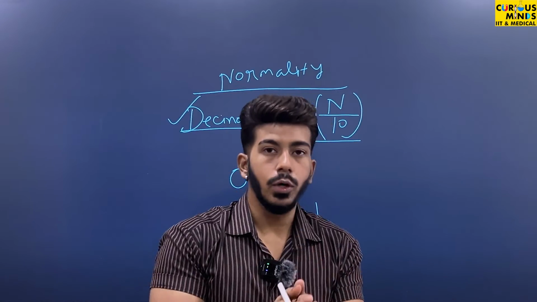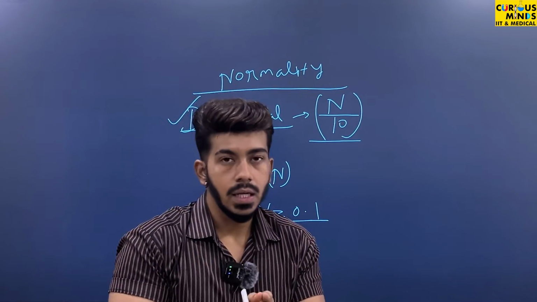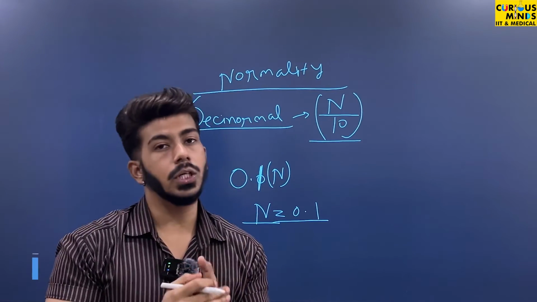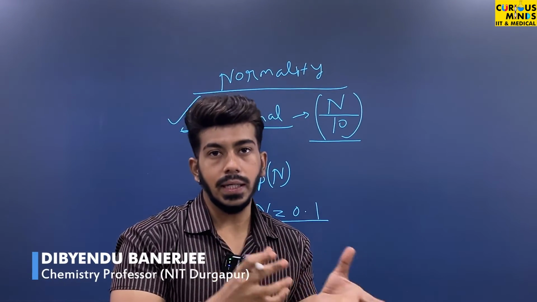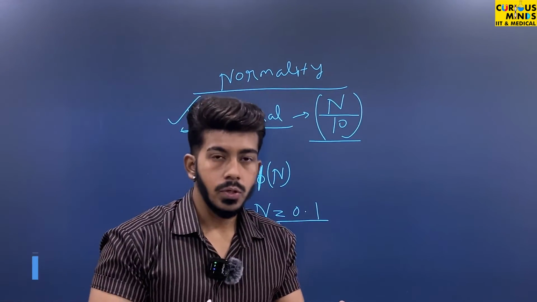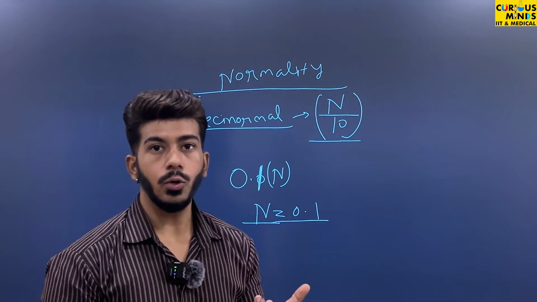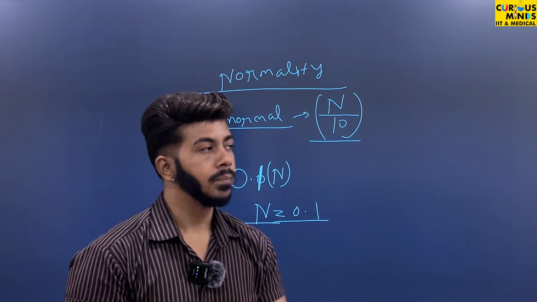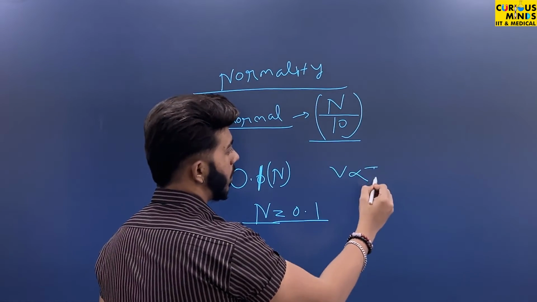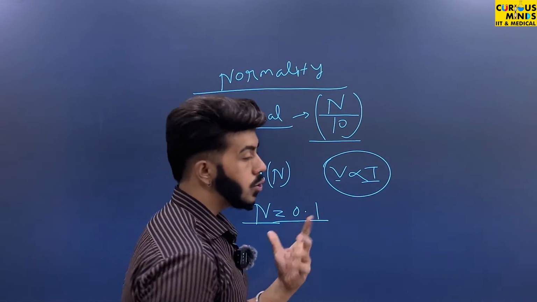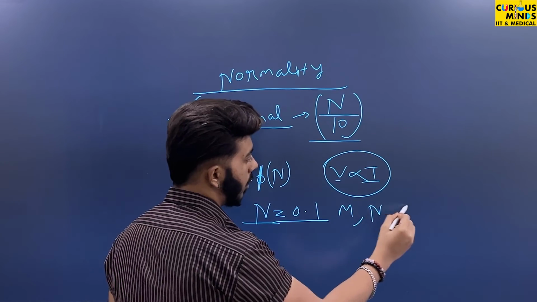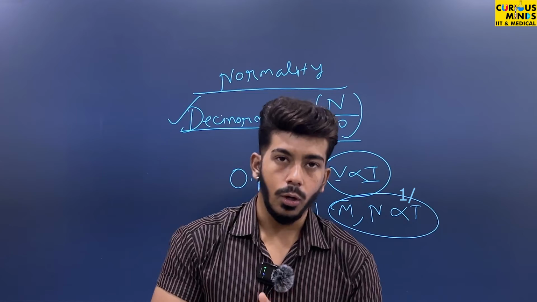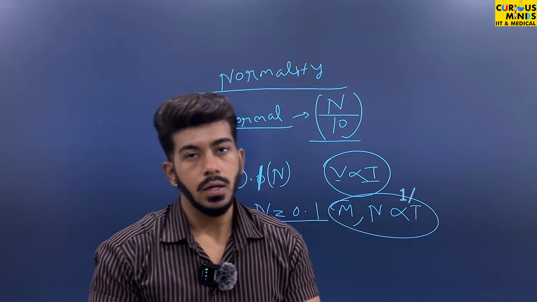So normality and molarity both depend on mass, and both are volume dependent. Third point, both are temperature dependent, because molarity and normality both depend on volume. So they will depend on temperature, because from Charles' law of the gaseous state we know that volume is directly proportional to temperature. That means volume is temperature dependent. So molarity and normality both will be temperature dependent. Okay. So this is all about normality versus molarity. Thank you so much.